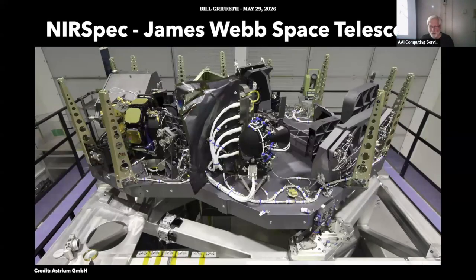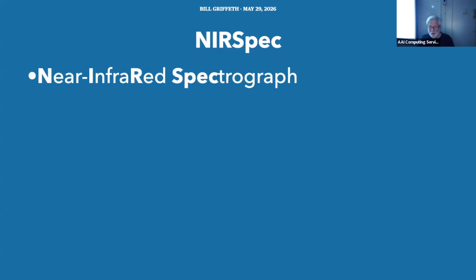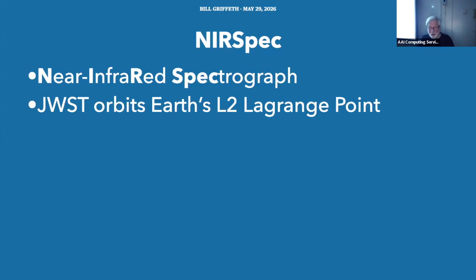And finally, NIRSpec, which was launched, as I mentioned, in 2021 aboard the James Webb. This shows the NIRSpec while it was still at its manufacturer. NIRSpec is the near-infrared spectrograph aboard the James Webb Space Telescope. It's in orbit around Earth's L2 Lagrange point.